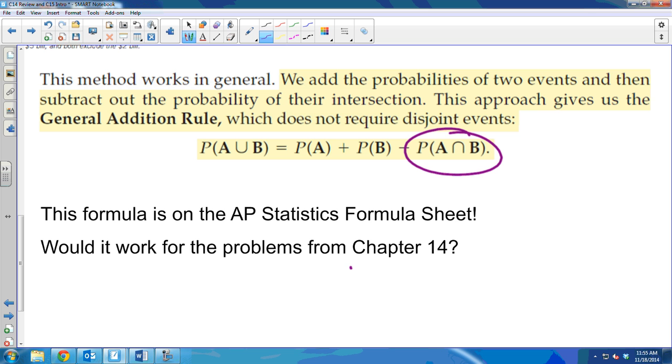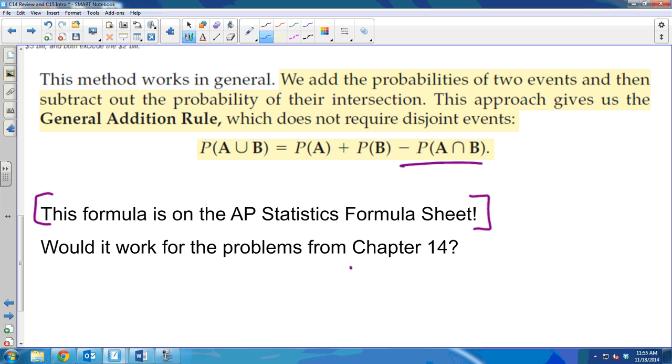Okay, this is on the AP Stats formula sheet, and you will have it to use from here out. So on a test, on a quiz, I will give you said rule. Okay. Now, could you have used this rule in chapter 14? Yes, you didn't need it, but could you have used it? Yeah, because what would the intersection have been?